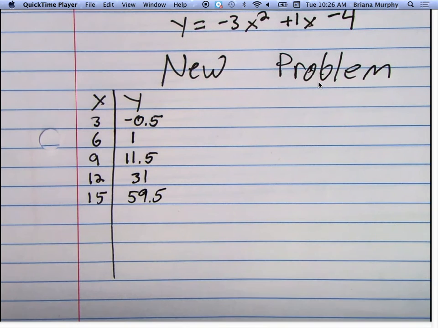Okay. I'm just going to read it out loud. I have x and y. I have 3 for x. Y is negative 0.5. 6 for x. Y is 1. 9 for x. Y is 11.5. 12 for x. Y is 31. And 15 for x is 59.5.